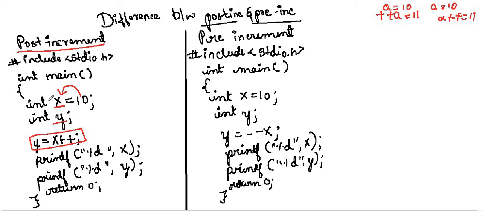Post-increment means the value of x is used first. Post-increment means increment after the value of x is used. After the value of x is used means that first, x is copied to y. See what happens: first, x is copied to y.